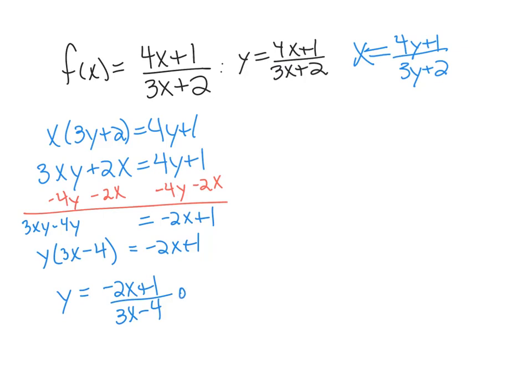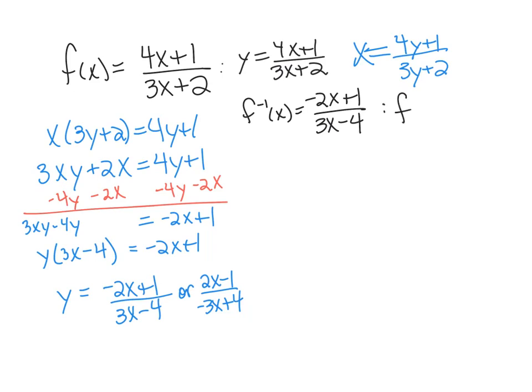Now you might have moved things around in a different way and gotten that. It's the same thing, okay? So I say that f inverse of x equals (minus 2x plus 1) over (3x minus 4). And now I have to check it. Find f of f inverse.